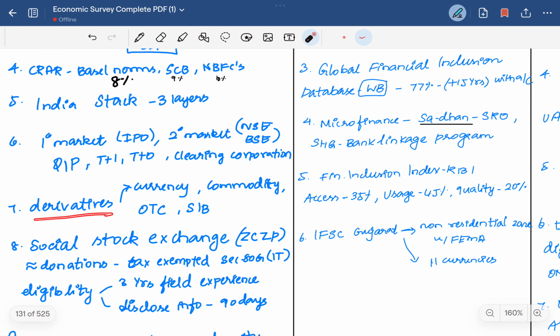Then the derivatives are those which derive their value from something else. The derivatives are broadly divided into currency derivatives and commodity derivatives. From the word you can tell that the currency derivatives derive their value from a currency, for example the dollar, the euro, then the SDR, which India holds as a forex reserve from the IMF. Then the commodity derivatives derive their value from the commodity, the product itself.